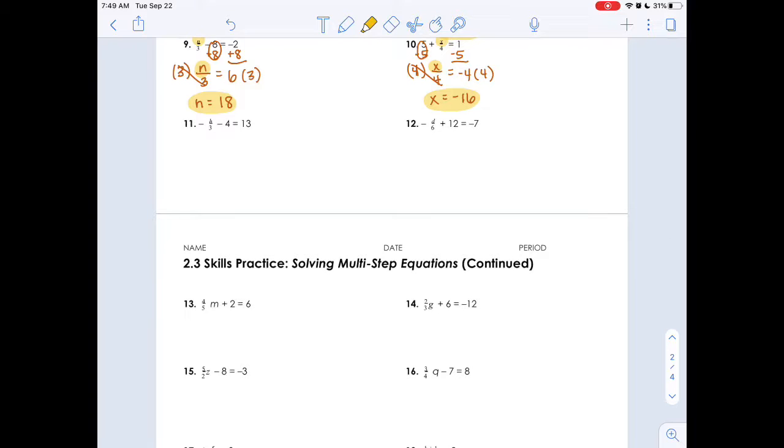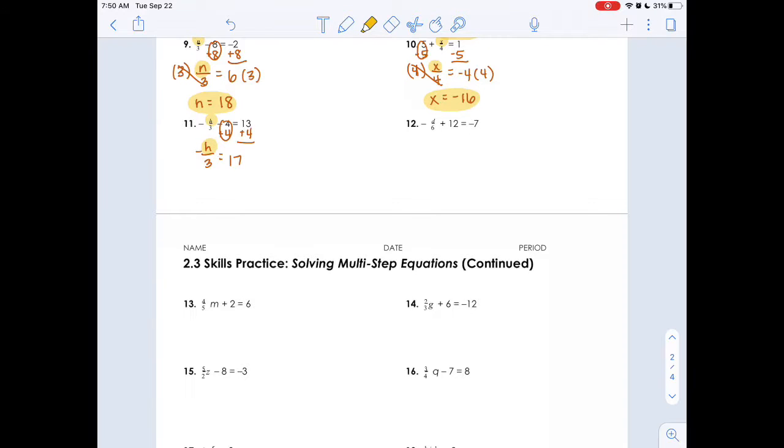Looking at number 11, I have negative h over 3 minus 4 equals 13. The variable here is h. The first step is to add 4 to both sides. Negative 4 plus 4 gives me 0, leaving me with negative h over 3, which is equal to 13 plus 4, which is 17.